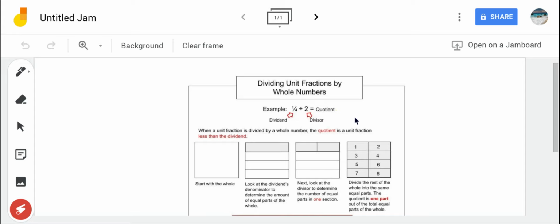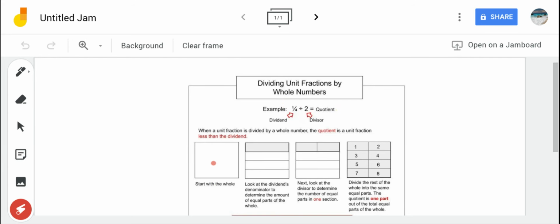I'm sure you've watched the videos before this video, so let's go through it quickly one more time. When a unit fraction is divided by a whole number, the quotient is a unit fraction less than the dividend. So we expect our answer here, our quotient, to be less than 1/4. So let's see how we do that.